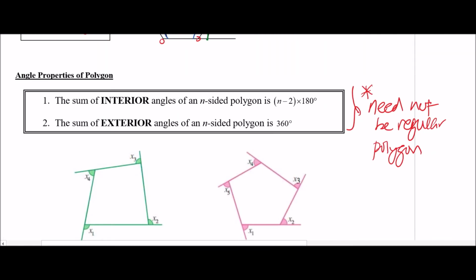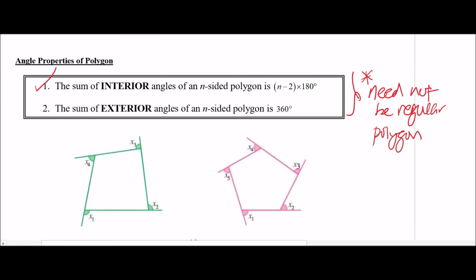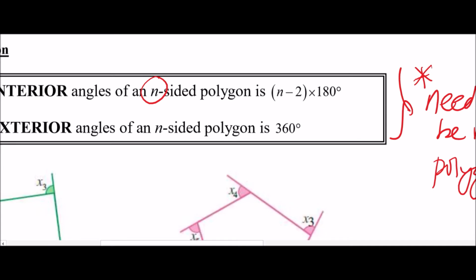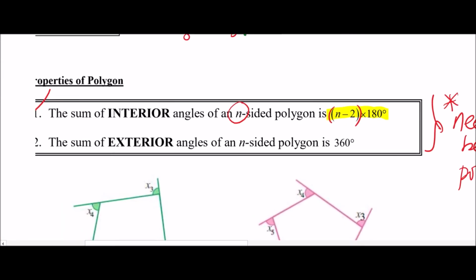We now move into discussing the angle properties of polygons. Okay, so first of all, let's look at number one, the sum of the interior angles. That means if you add up all the interior angles in a polygon, right? For an n-sided polygon, we are not looking at a specific number. For example, for an n-sided polygon, the sum of interior angles is given by n minus 2 times 180 degrees. Again, please be careful. You would need the brackets here. Please take note.